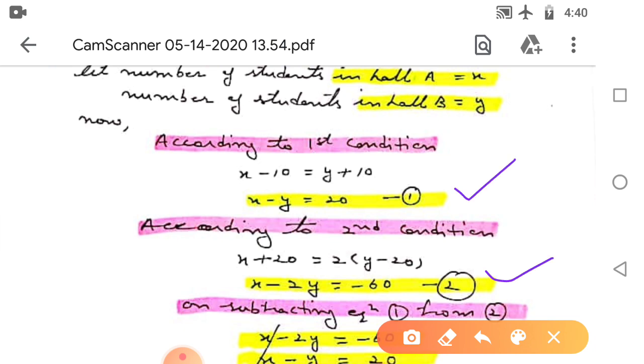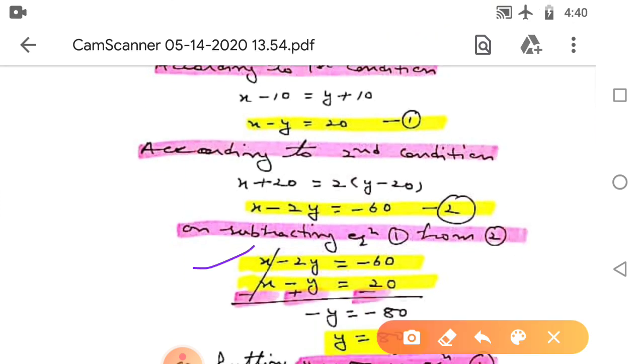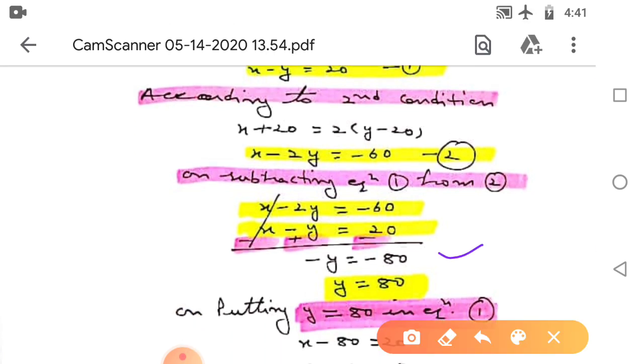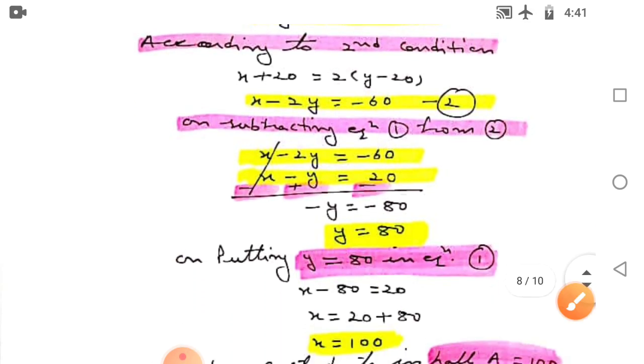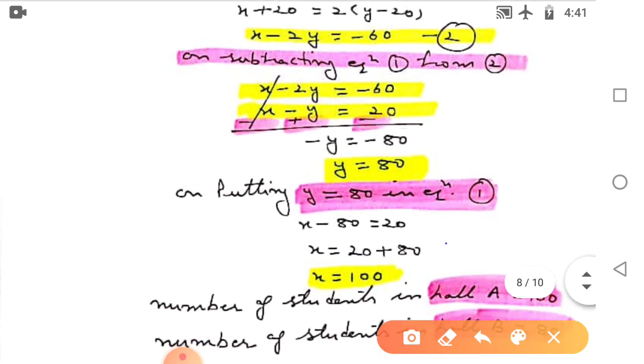So here x minus y is equal to 20 and x minus 2y is equal to minus 60. The coefficient of x is the same in both cases. So on subtracting equation 1 from equation 2, we get minus y is equal to minus 80. So y comes 80. Now on putting the value of y, that is 80, in equation 1, x minus 80 is equal to 20. So x is equal to 20 plus 80, that is x is equal to 100.